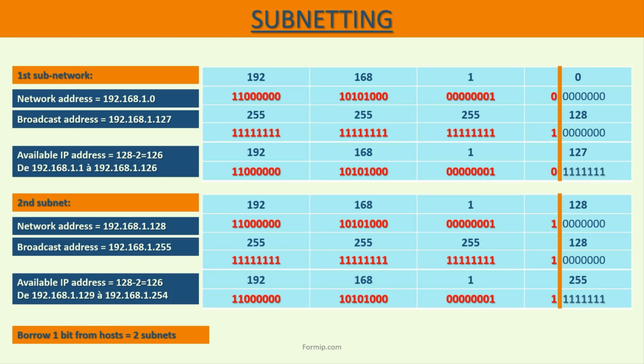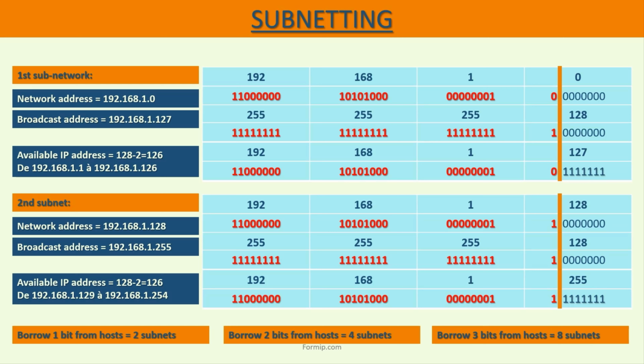For each bit we borrow, it is possible to double the number of subnets. That is, if we borrow 2 host bits, then we can create 4 subnets. If we borrow 3, then it will be 8 subnets, and so on. If you are a bit allergic to binaries, then I have good news. In the rest of the course, we will see how to simply make subnets by working only in decimal.